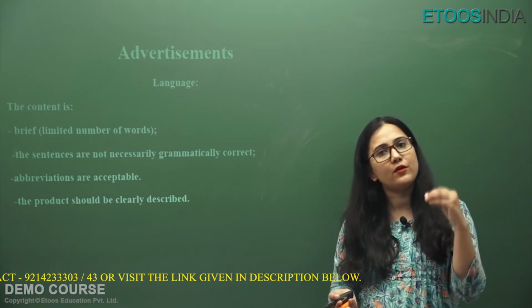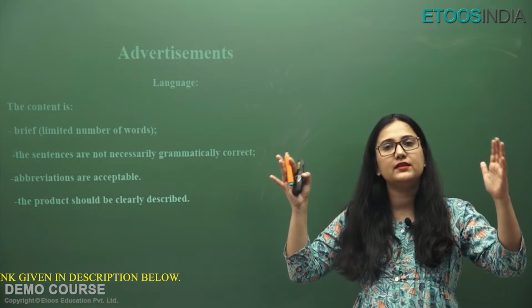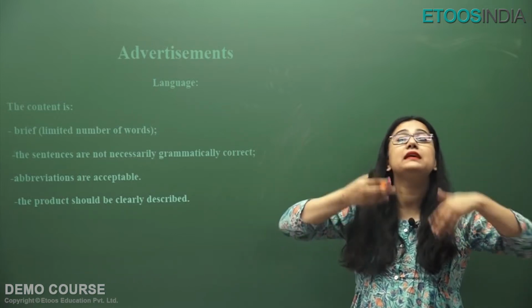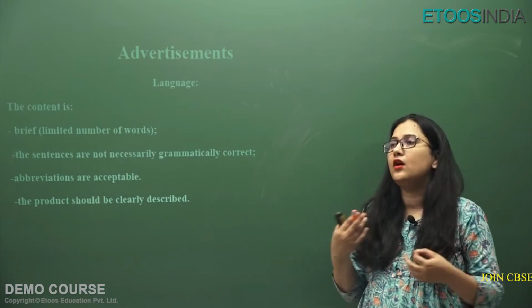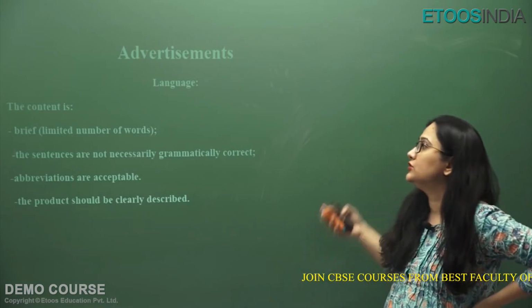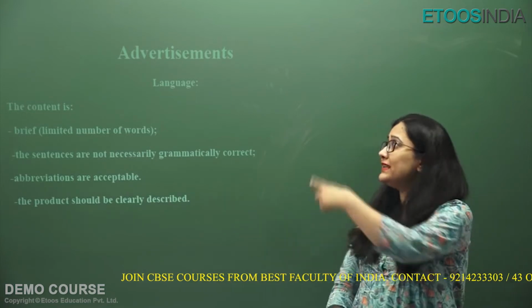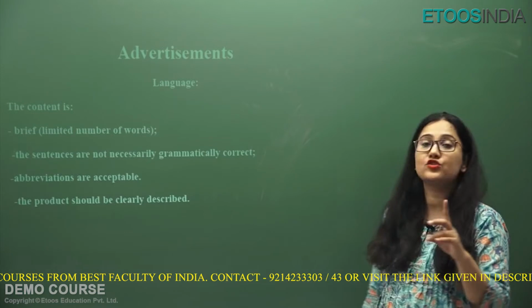A classified advertisement is for basic things. It takes a little investment of money. A commercial advertisement is when a new company or an already established company wants to propagate some kind of information about a product, or they want to increase their sales and generate more business. So whether it is a commercial advertisement or a classified advertisement, the language rules remain the same. That the language has to be brief.